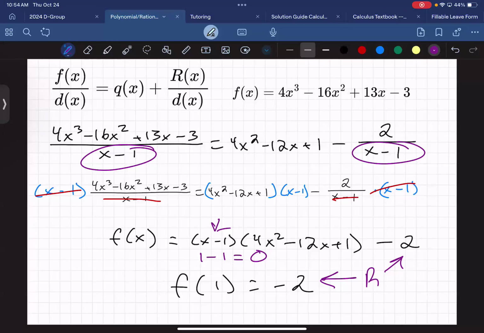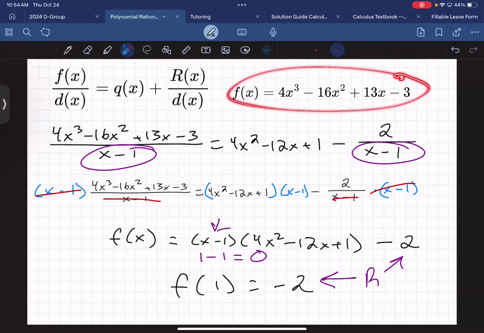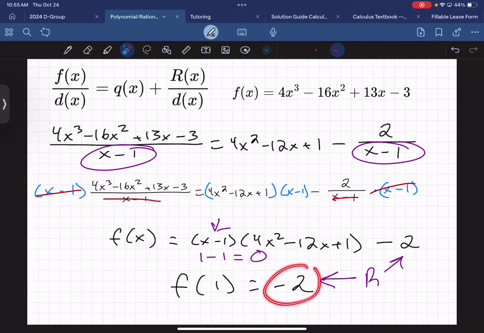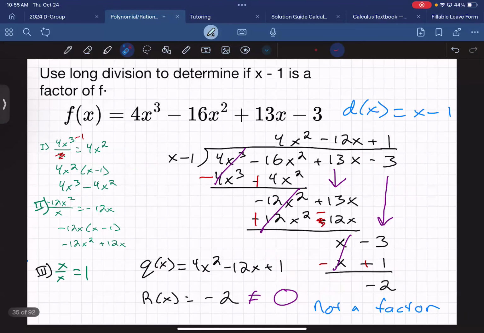So if we wanted to, go ahead and go plug in +1 into this and tell me what you get. Right? What's 4 minus 16? -12, right? What's -12 plus 13? +1. Right? -12 plus 13 is +1. What's 1 minus 3? -2. Right?